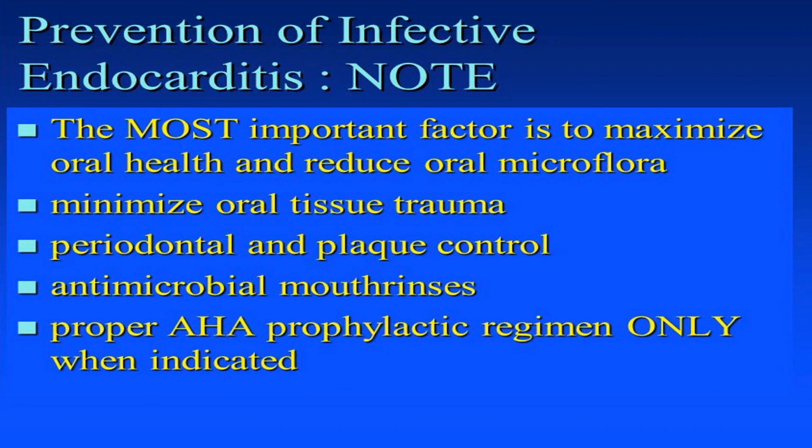Regarding prevention of infective endocarditis, the most important factor is to maximize oral health and reduce the oral microflora, and we should minimize oral tissue trauma, with periodontal and plaque control, and also antimicrobial mouth rinses, and also the proper American Heart Association prophylactic regimen only when indicated.